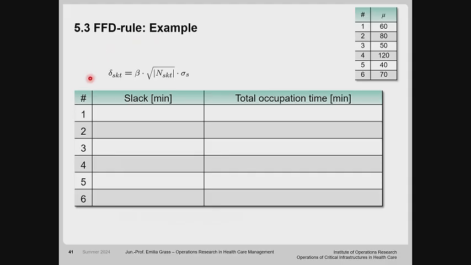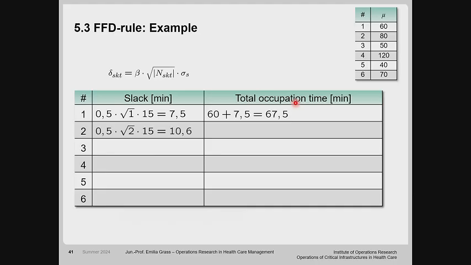We remember this is how the slack is computed: beta times the number of surgeries times the standard deviation, which is 15 minutes every time. Here you see beta is 0.5. We have only one surgery. The first patient is assigned, and the standard deviation is 15 minutes. That means the total occupation time is 60 minutes of expected duration plus this unused time, the slack time, and we have to account for 67 minutes and a half for the first patient.